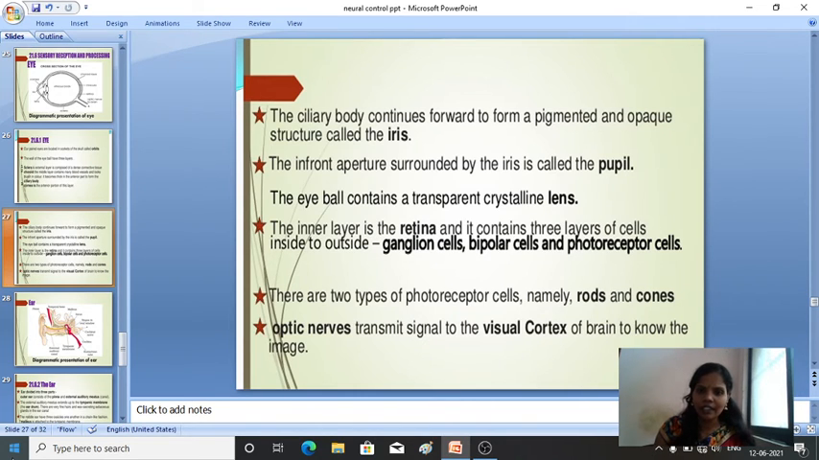Then the inner layer is the retina, and it contains three layers of cells, from inside to outside: ganglion cells, bipolar cells and photoreceptor cells. Fine. Then there are two types of photoreceptor cells, namely rods and cones. Then the optic nerves transmit signals to the visual cortex of the brain to know the image.